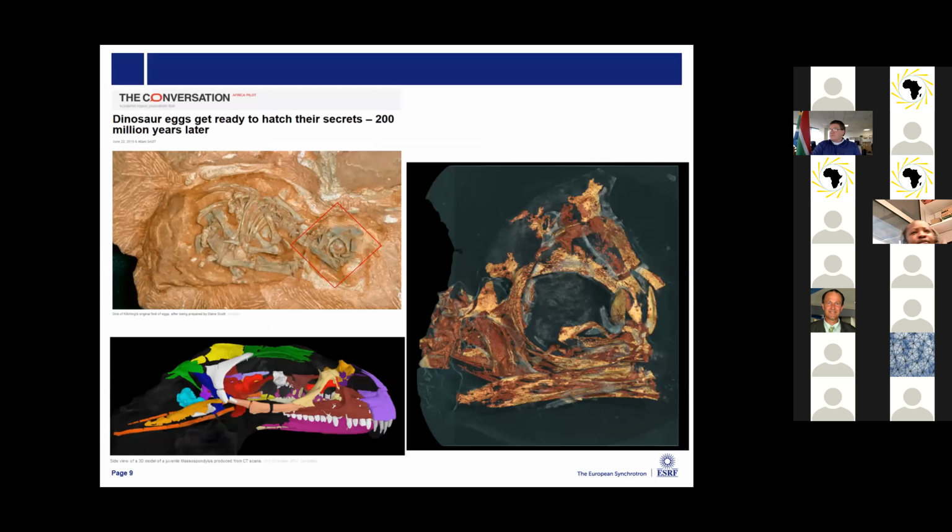Just to give some examples of paleontological specimens that have been scanned at synchrotrons. These here are dinosaur eggs. These are dinosaur embryos, which were discovered in South Africa.